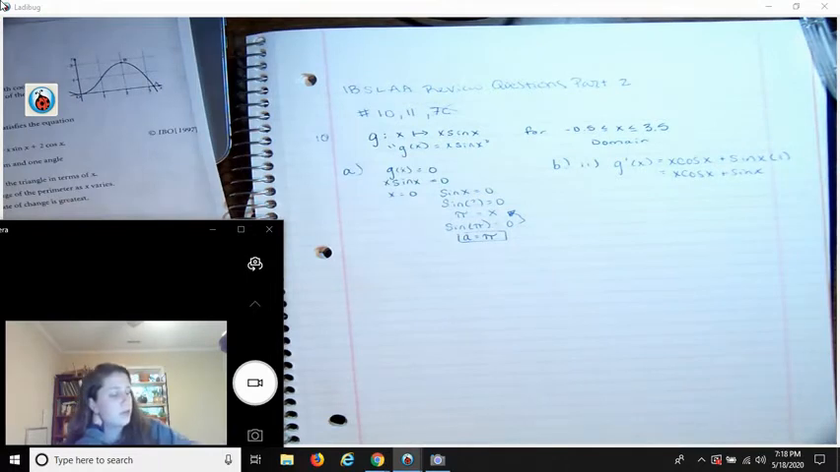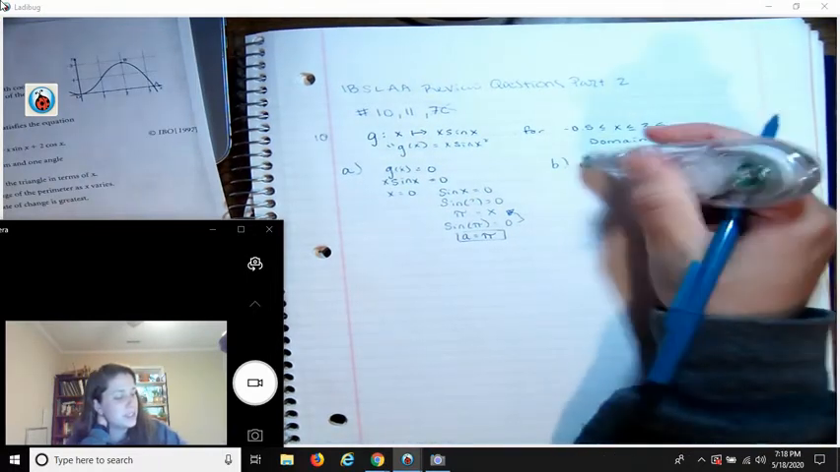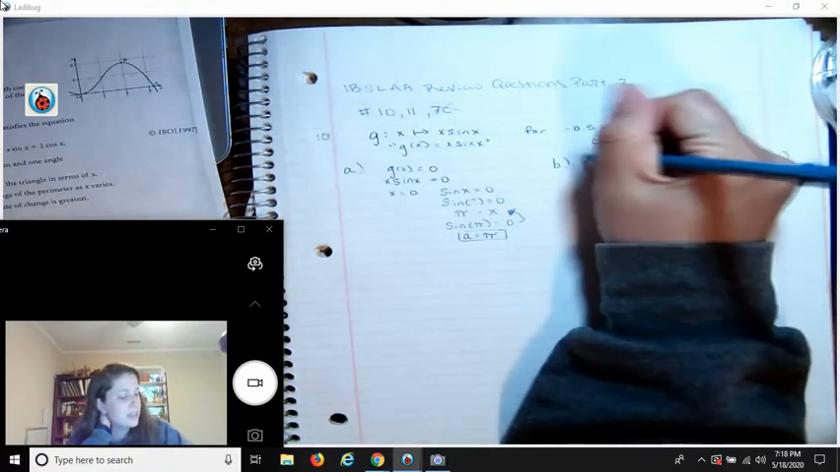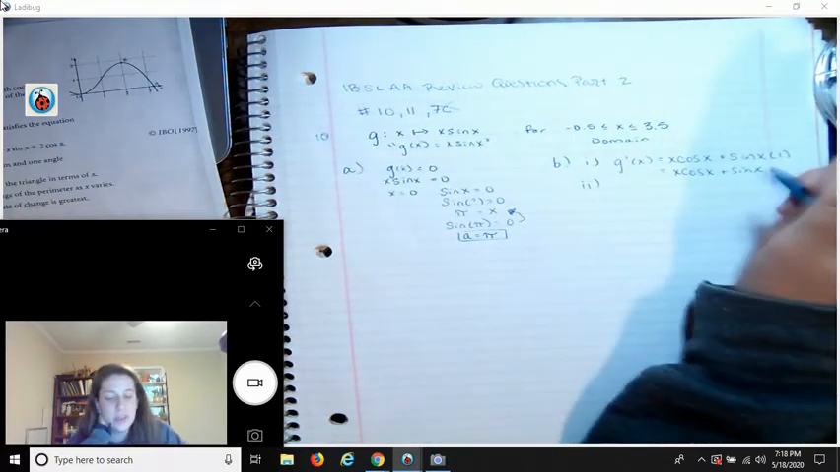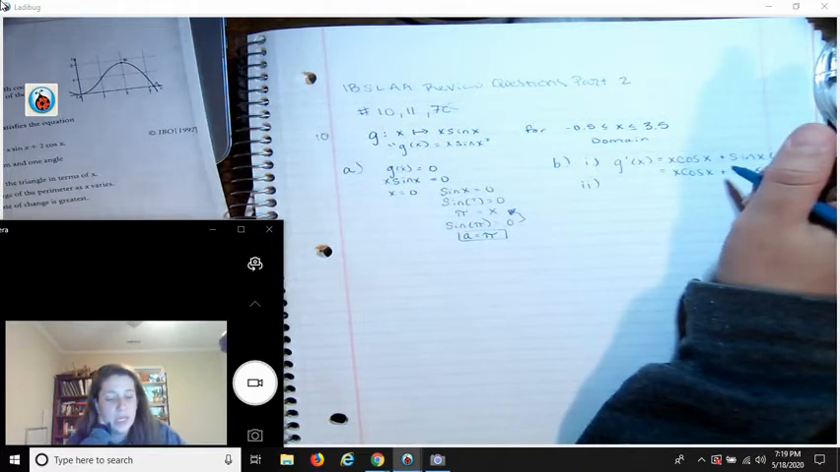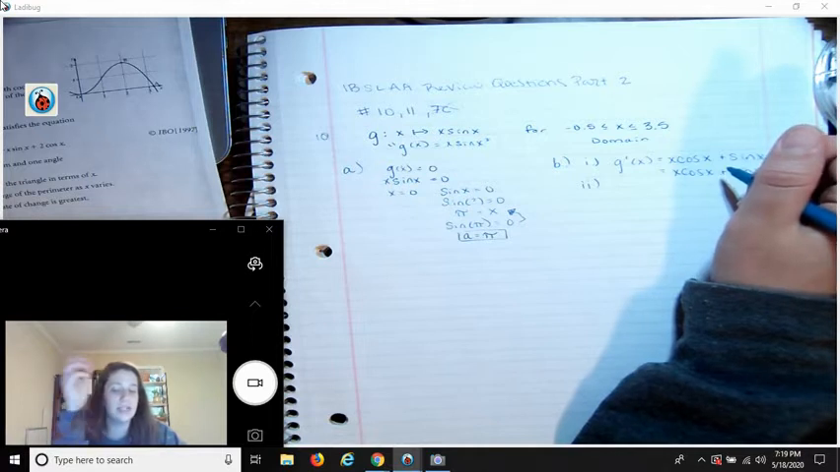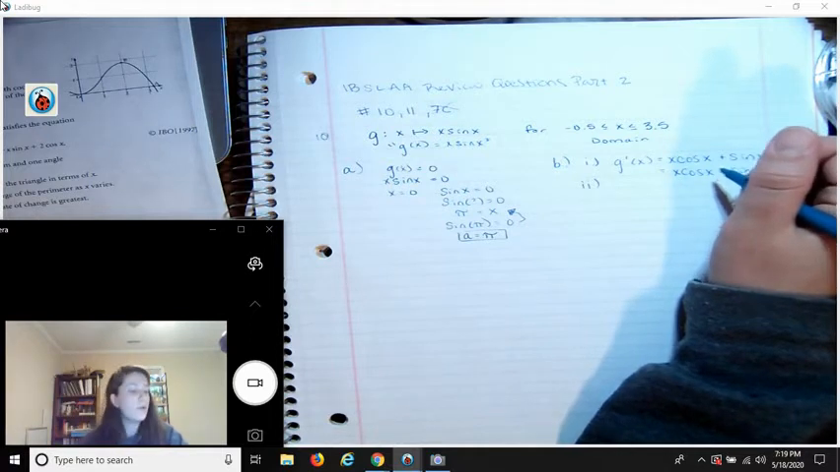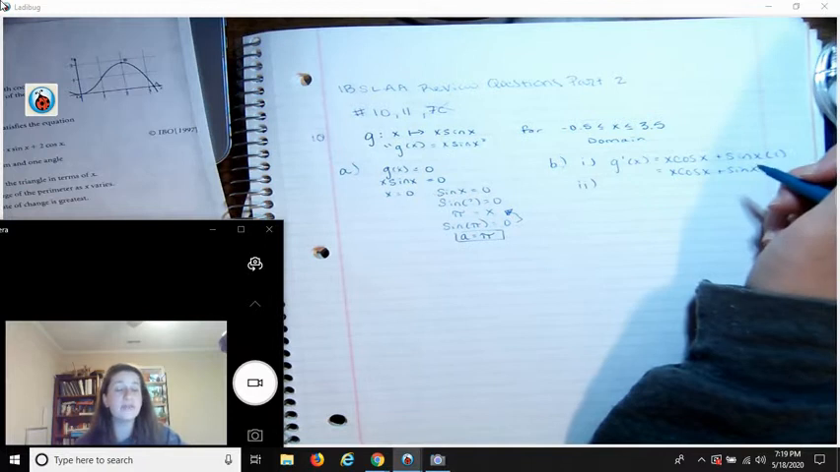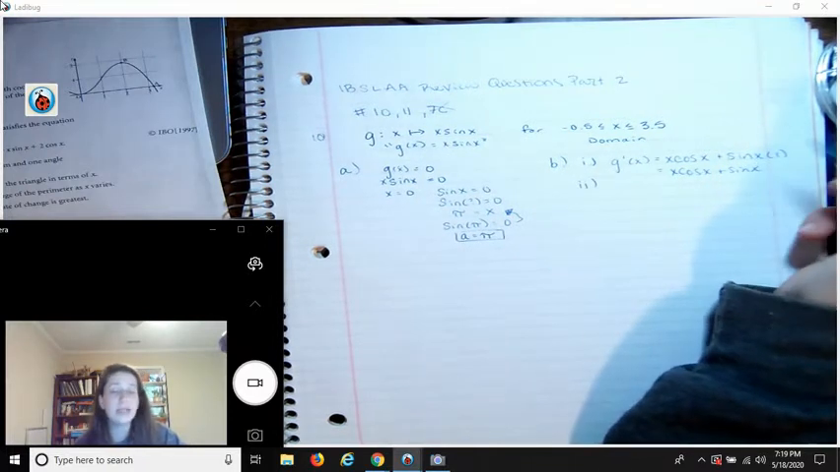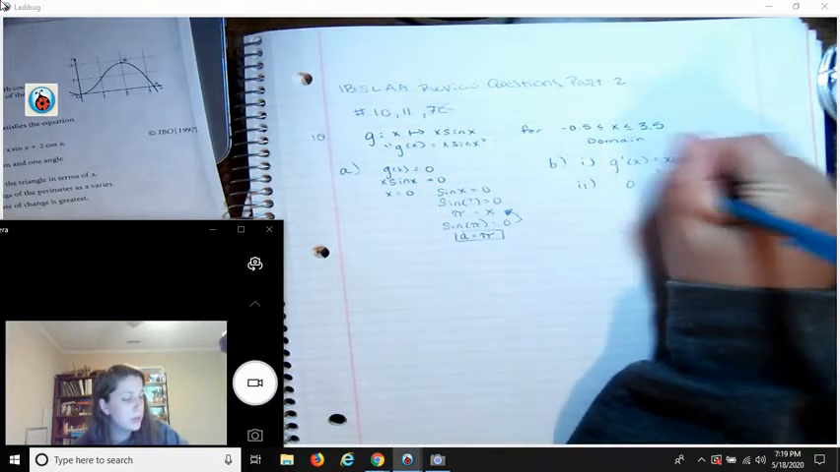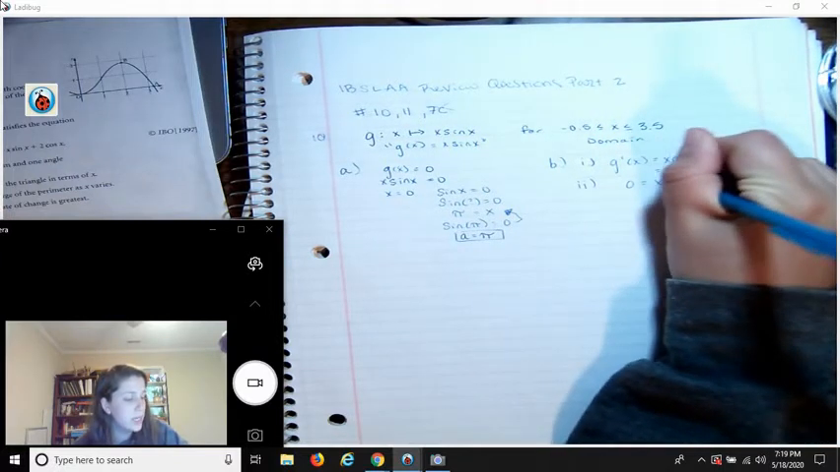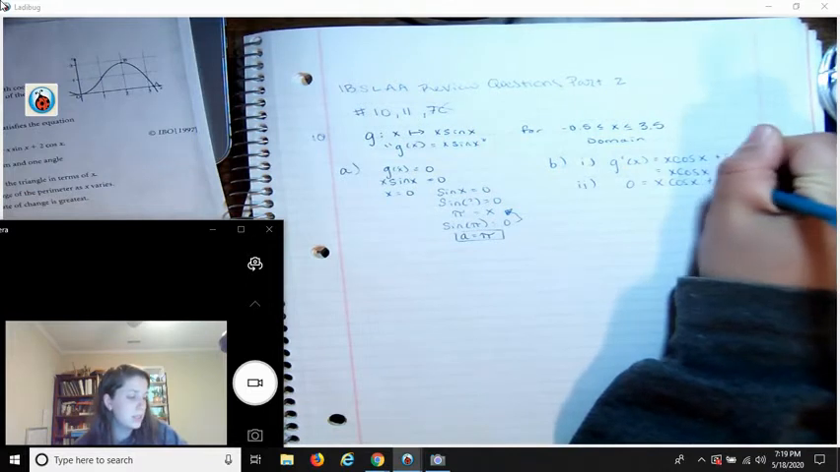I wrote part 2, but this is just part 1. Okay, now part 2 is right here. Part 2 says show that at the maximum point B, x satisfies that equation. So we would need to find B. In order to find B, we should find the maximum. And maximums can be found by setting the derivative equal to 0. So I'm going to set 0 equal to x cosine x plus sine x.